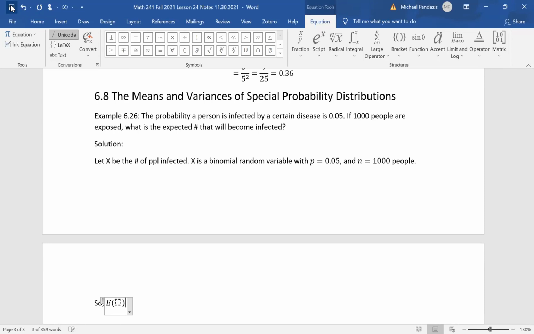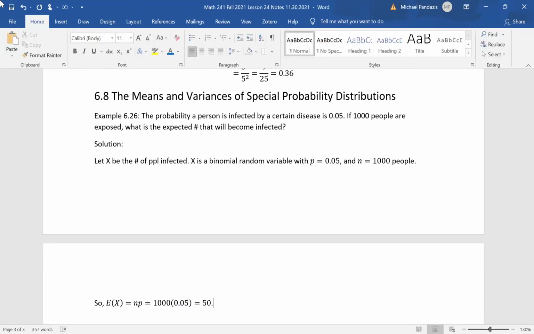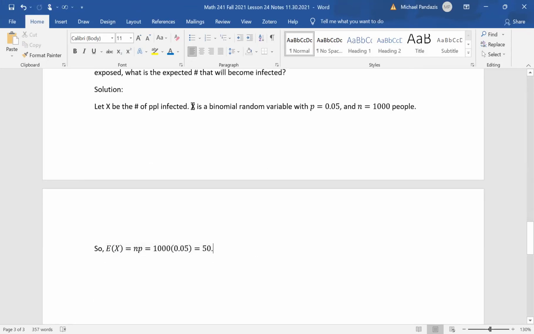So the expected value of X is equal to N times P. It's equal to the number of people times the probability that someone would get infected, and that's equal to 50. So the expected number of people who will get infected is 50. You have 1,000 people with a probability of 0.05 of someone getting infected, and so you expect that 50 will be infected. Because we have a binomial random variable, the expected value is N, the number of trials, times P, the probability of success. N times P is 50. So that's an example of finding the expected value for a binomial random variable.